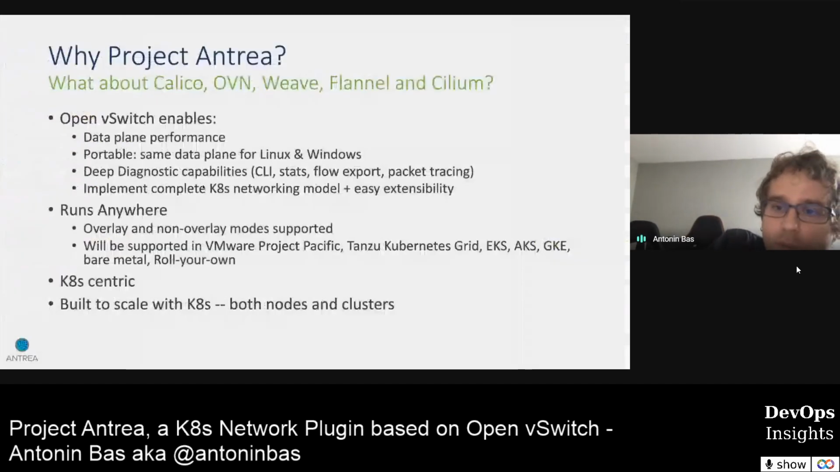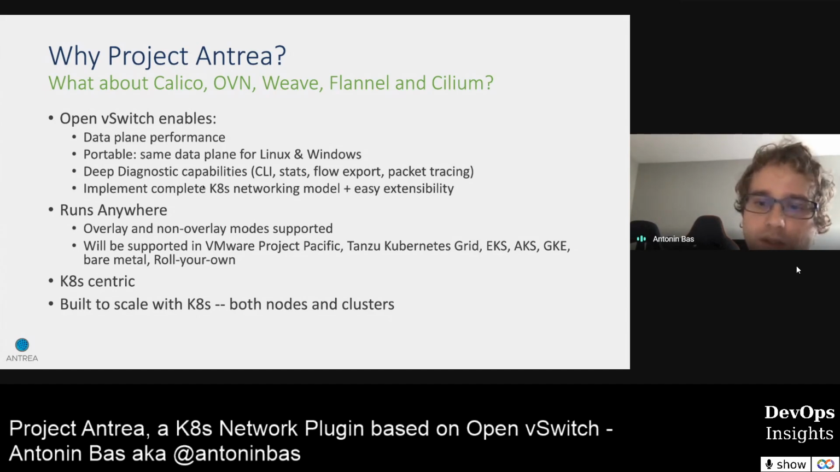So hopefully I gave you a better idea of what OVS is. But why did we decide to use OVS to build the Kubernetes Network Plugin? And another legitimate question is, why did VMware even decide to build another open source plugin when it seems that we already have a somewhat rich and diverse ecosystem, right? What about Calico, OVN, Weave, Flannel, Cilium? Those are all CNI plugins, Kubernetes Network plugins with some degree of popularity.